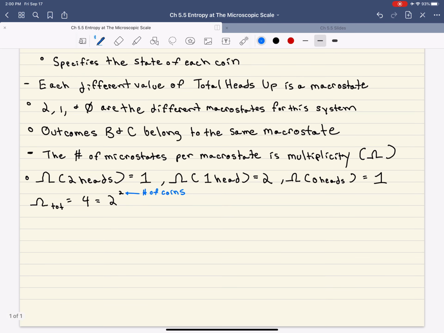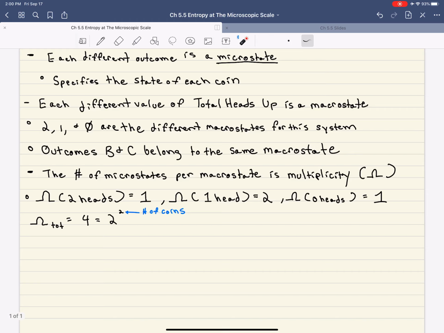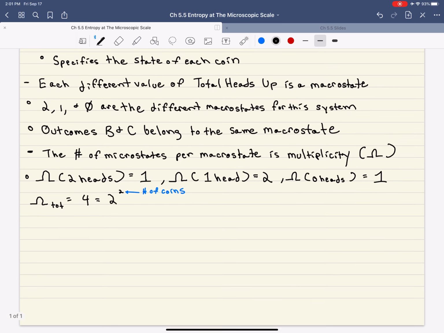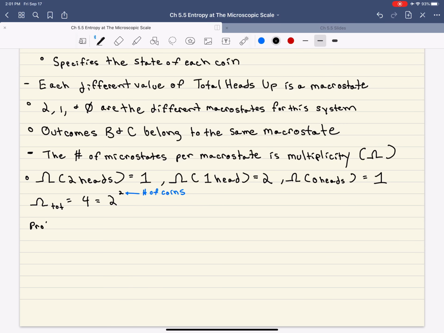But that's a detail. That's not that important. The main thing I just want to get across to you is that this omega, this multiplicity, is just the number of microstates that are in each macrostate category. Right? And if we know the multiplicity for each macrostate, and we also know the total number of different microstates that we could get, we could also calculate the probability that we would observe different sorts of macrostates.